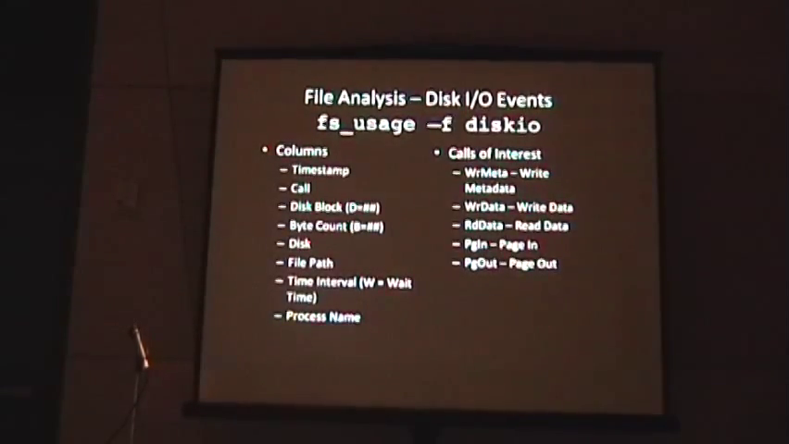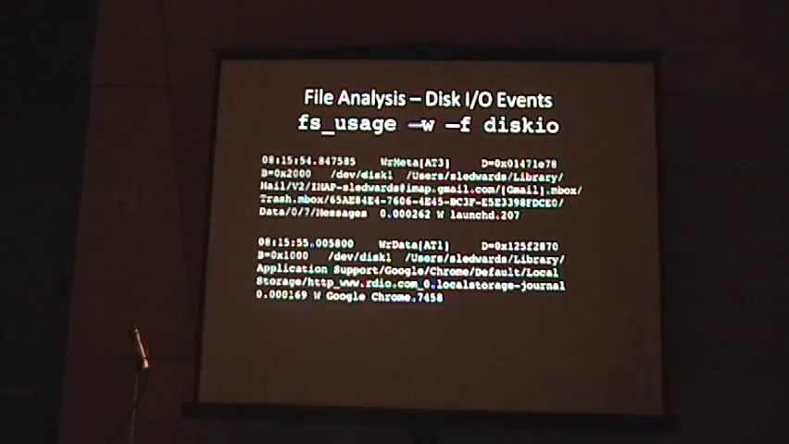Disk IO, a lot of the similar stuff. We got disk block byte count again, similar to what we saw before with file path and processes. A couple examples here. You see my Gmail. Feel free to email me. Not my primary account. Probably won't answer you.